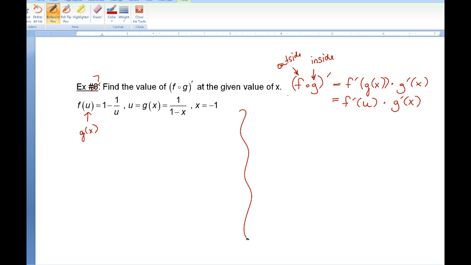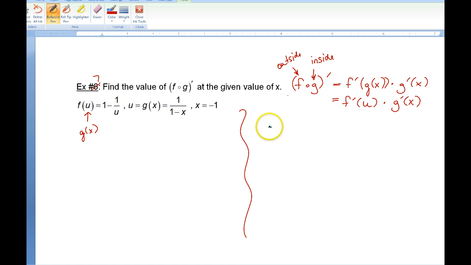Okay, because that could be a problem that you have on a quiz or a test, where you have the actual values. So there are two ways to do this. The easier way for probably most of you would be just figure out what f of g of x is first, and then do the derivative.